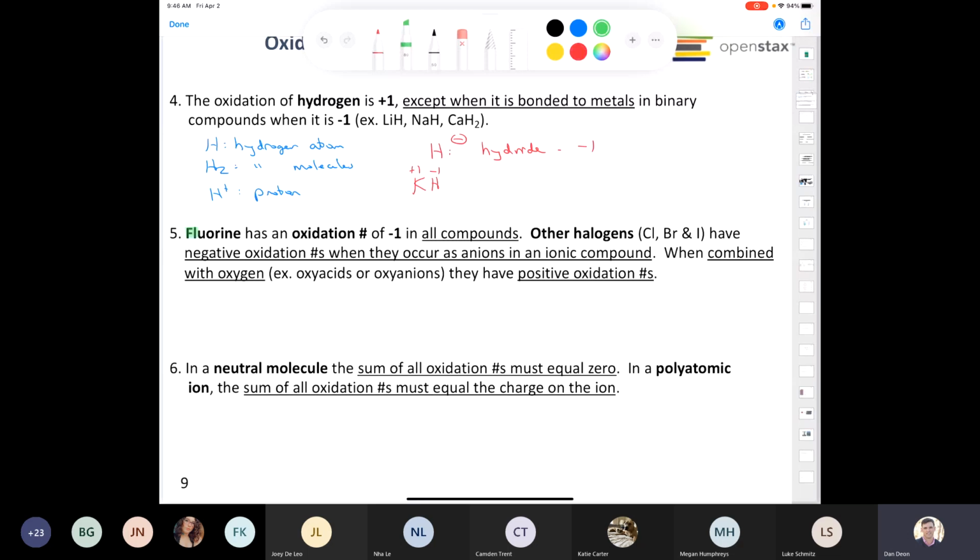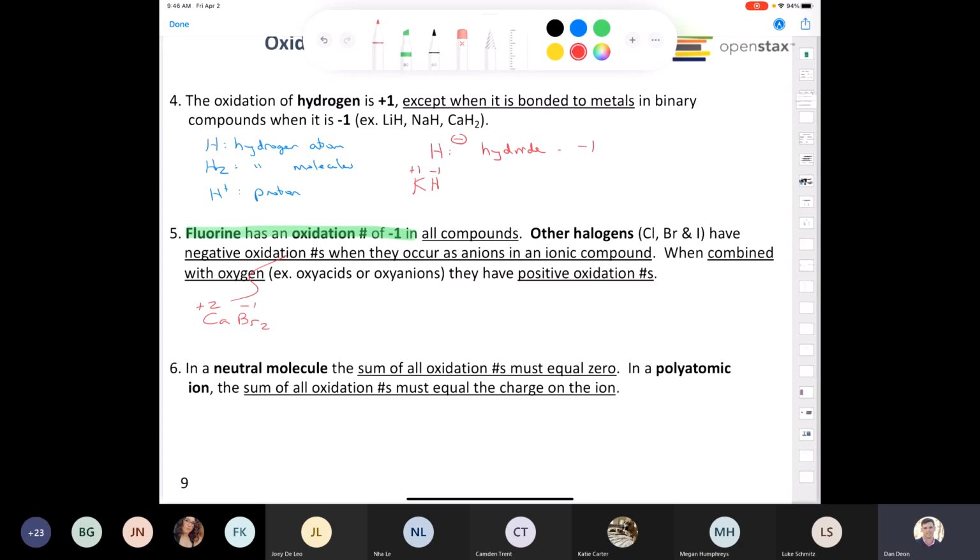Another good rule is that fluorine is always -1. There are no exceptions to that. Other halogens have negative oxidation numbers when they're in an ionic compound. An example of that would be something like if you had calcium bromide, right? The bromine is -1 because the calcium is always +2.